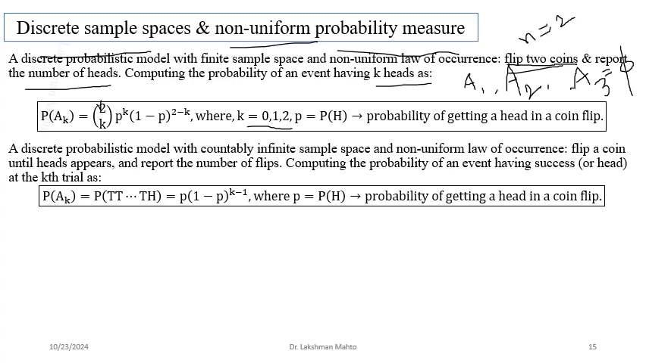So here, in the non-uniform pattern, you will observe that the equally likely situation is no longer here. Okay, so if you take another example, a discrete probabilistic model with countably infinite sample space and non-uniform law, when will we get that? Suppose we take an example: flip a coin until you get the first head.